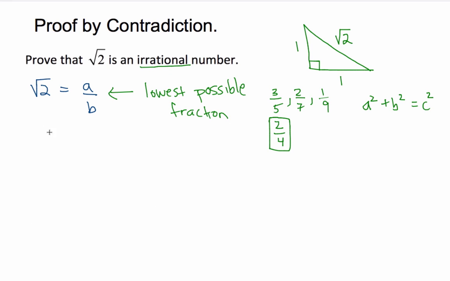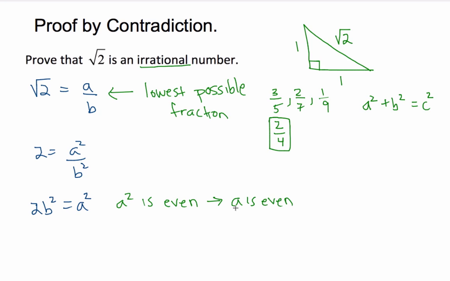Okay, so let's keep going. So let's square both sides. We get 2 equals a squared over b squared. And then we have 2b squared equals a squared, right? So this is 2 times b squared. 2 times some number is a squared. That forces a squared to be even. And if a squared is even, this is a very small proof. I won't go through it now, but it's really easy to prove. If a squared is even, that means a is even. Okay, we got that much?